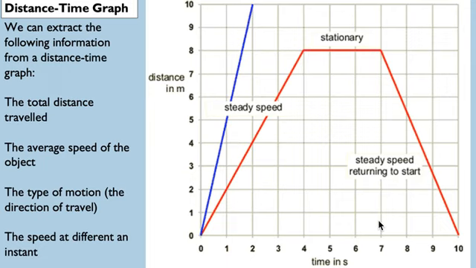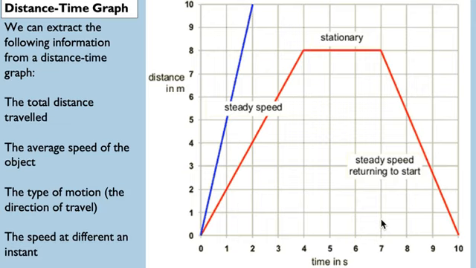Okay, so they went back quicker than they went away in the first place. So they walked, and this one was 2 meters per second, wasn't it? They stopped for 3 seconds, and then they went back at 2.67 meters per second. Okay, so you can tell all of those different things from that.